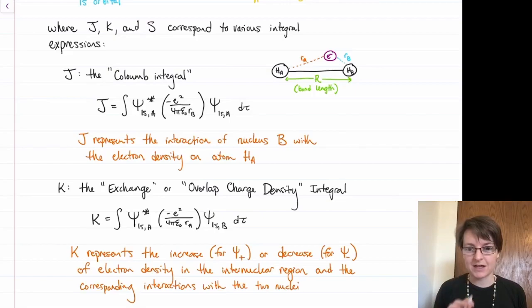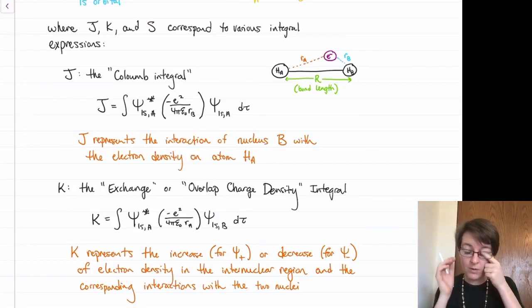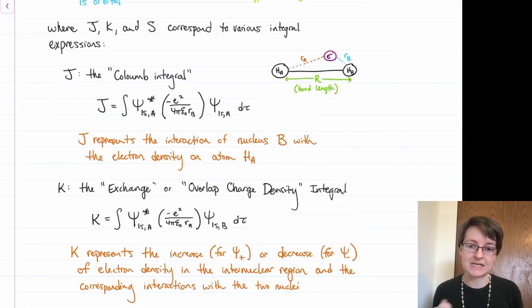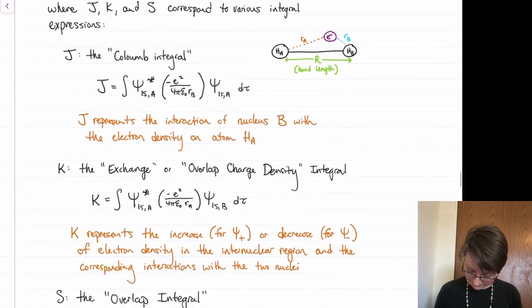We paid a lot of attention in our visualization to how there was an increase of electron density in the internuclear region, and K tells us the strength of that interaction, or how much benefit we get from having that accumulated electron density in the internuclear region.